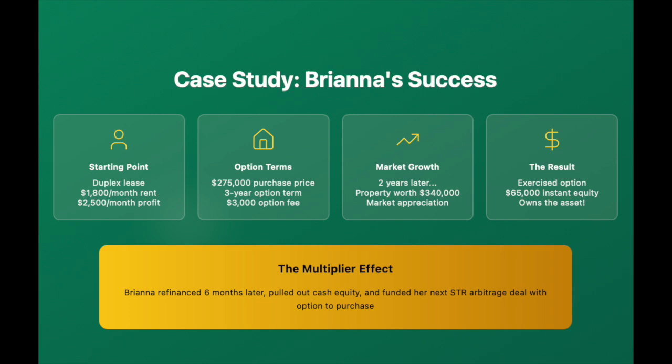Exactly. She exercises her option. The study mentions she partnered with a private investor to get the funds needed for the $275K purchase. Okay. And the result? The result is she now owns the property that her profitable STR business is running in. And instantly, she has $65,000 in equity. The difference between the $340K value and her $275K purchase price. Precisely. Captured equity. Wow. And the case study adds one more detail. About 6 months after buying, she was able to refinance the property based on its higher appraised value, pull out some of that equity in cash, then use that cash to fund her next STR arbitrage deal, presumably looking to add another option to purchase there too, repeating the cycle.